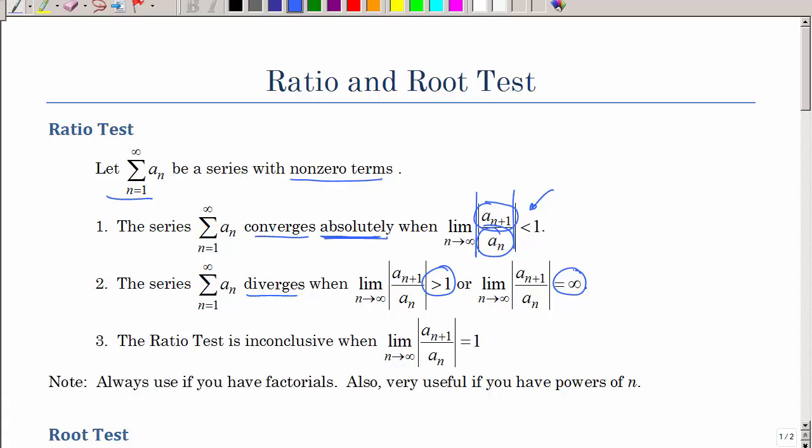The sad thing is the ratio test is inconclusive when you get a limit equal to 1, which happens. A big help is you should always use the ratio test if you have factorials. It's also very helpful if you have powers of n.